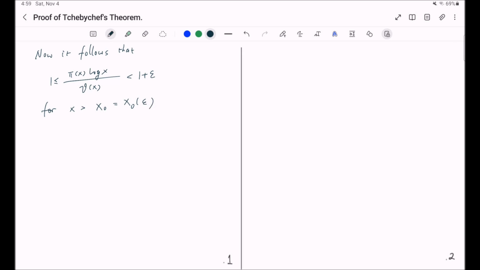And now by the definition of limit, we have the limit of pi of x times log of x divided by theta of x is equal to 1, which means by our asymptotic notation, pi of x is similar to theta of x divided by log of x. And this finishes the proof of theorem 420.